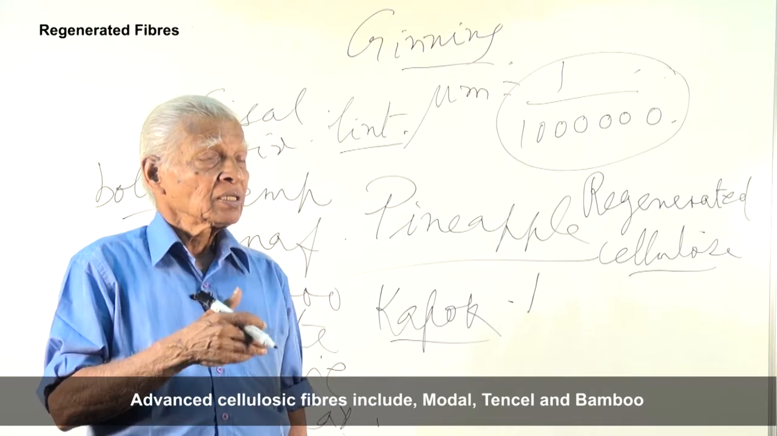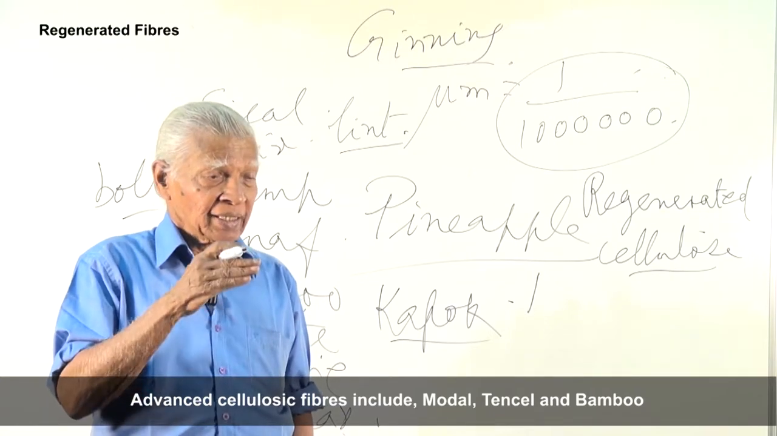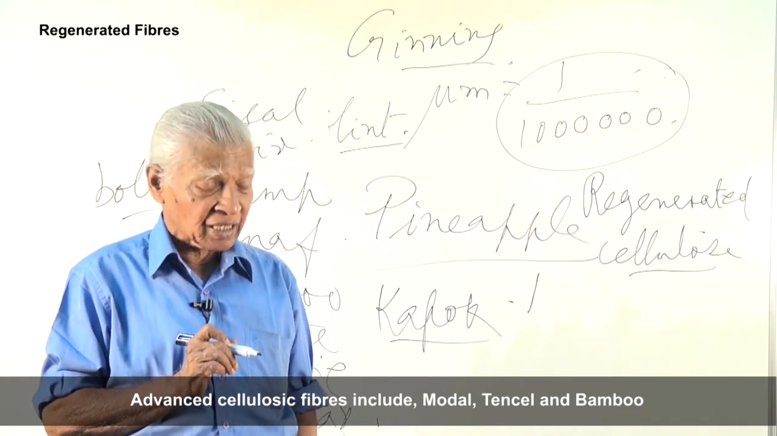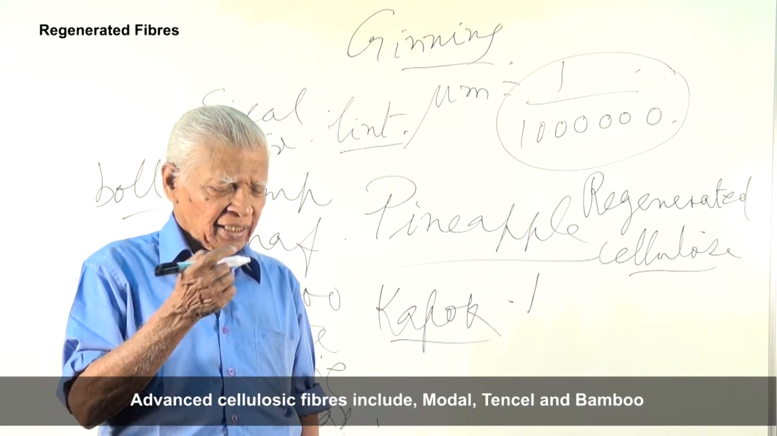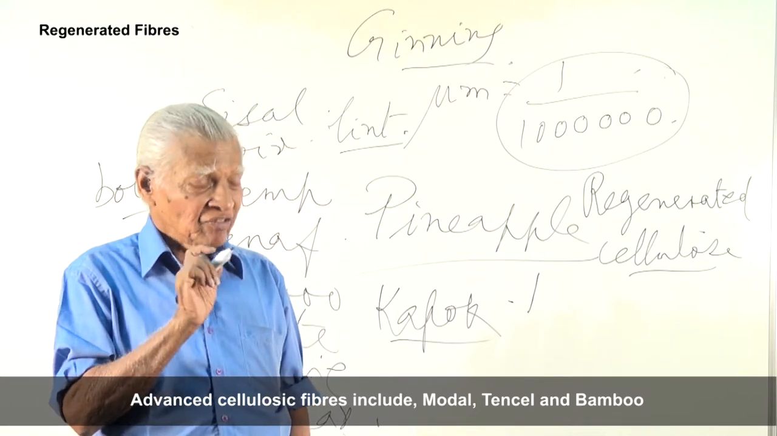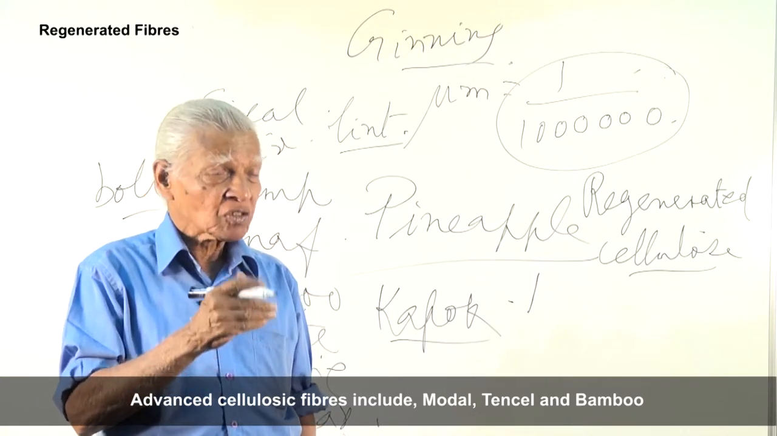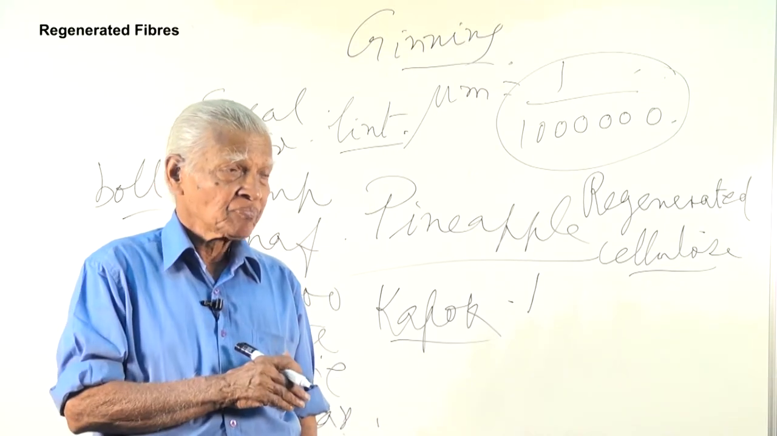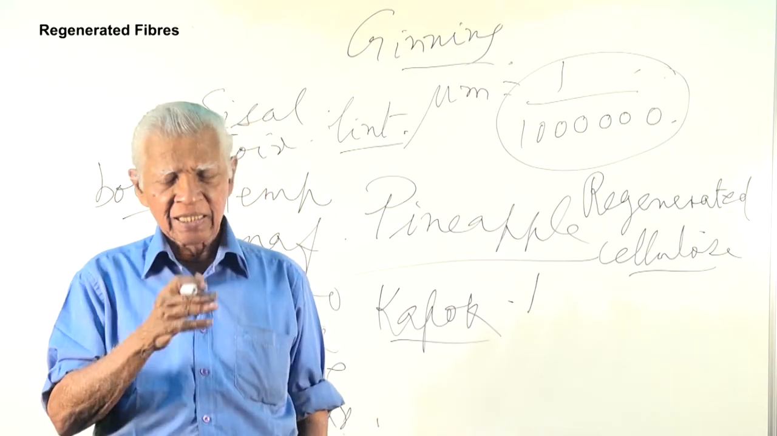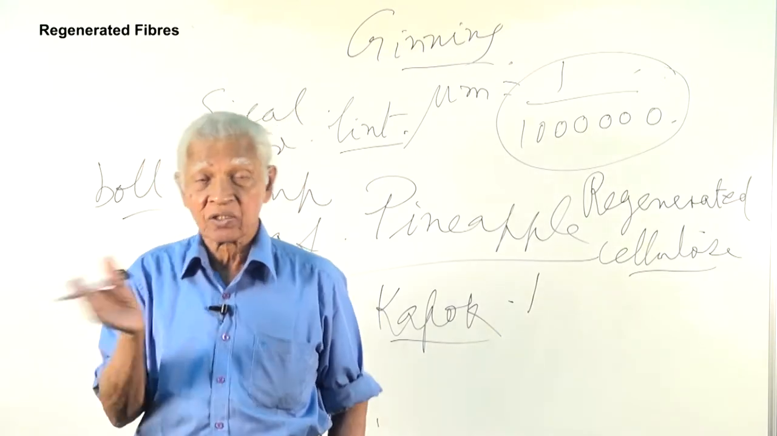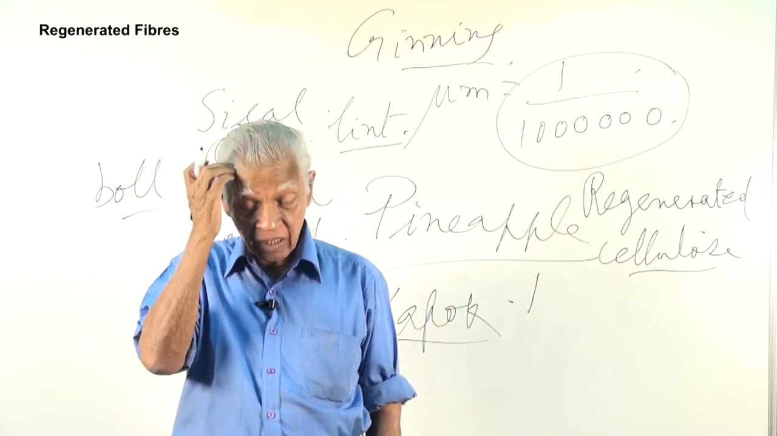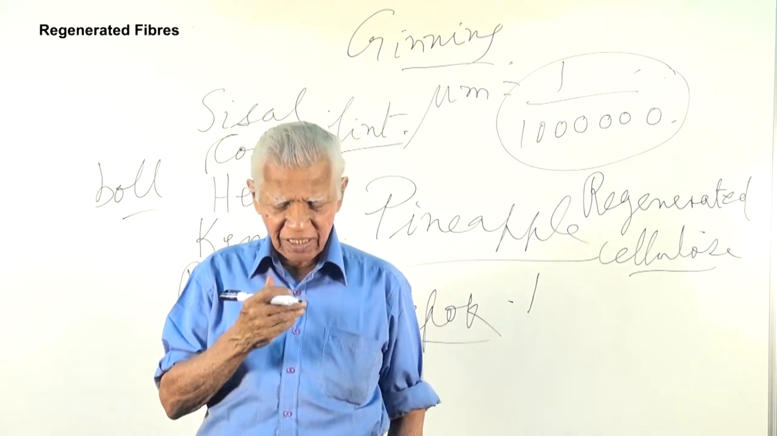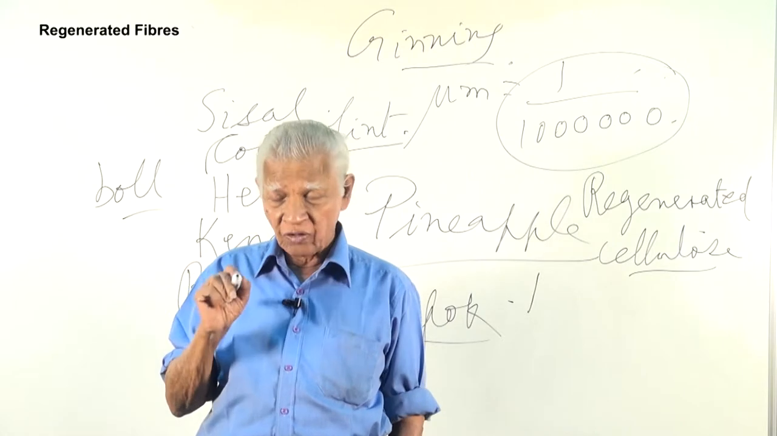And the industry has grown with all these advanced cellulosic fibers, not only in the way that they are being used as such, but also in blends with other materials such as bamboo and polyester, tencel and polyester, tencel and cotton. So many types of combinations are possible in them. And they also have some properties which are quite different from those of cotton.